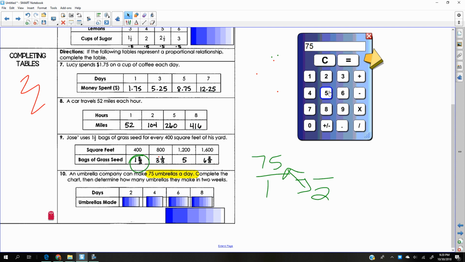So we're cross multiplying 75 times 2, and we get 150, and when you divide that by 1, you still get 150. Okay, so in 2 days they make 150 umbrellas. What about in 4 days? All right.